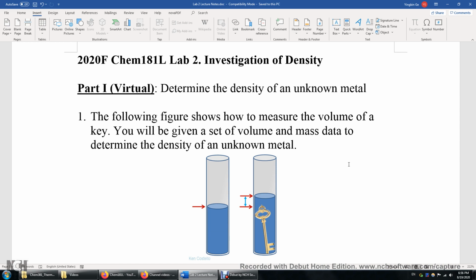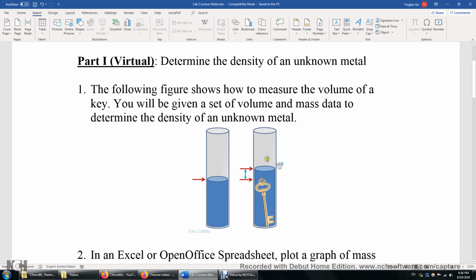So first, let's look at how we can determine the volume of a solid object with an irregular shape, such as a key. You need a graduated cylinder. You pour some water in, you measure its volume, and then you immerse the key in the water, measure the volume again, take the difference. The difference in volume is the volume of the key. So this is how we determine the volume of a solid object experimentally.